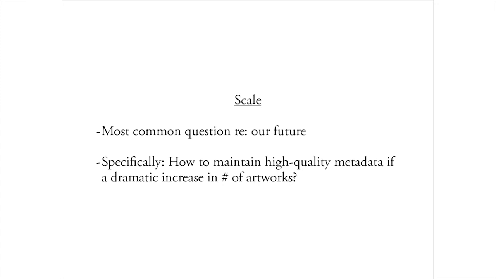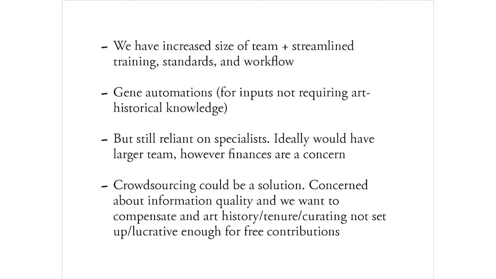So what we've done to deal with this issue: we've increased the size of the team. Dustin was talking about that. We've streamlined our training, our standards, and workflow, how quickly we can bring on people to learn how to do what we call genoming. We've put into effect gene automation. Adrian was talking about this, but these are for things that don't really require art historical knowledge. So mapping data that we're getting from museums and galleries straight into genes, things like medium, date, possibly style and movement if we can get that out of it.